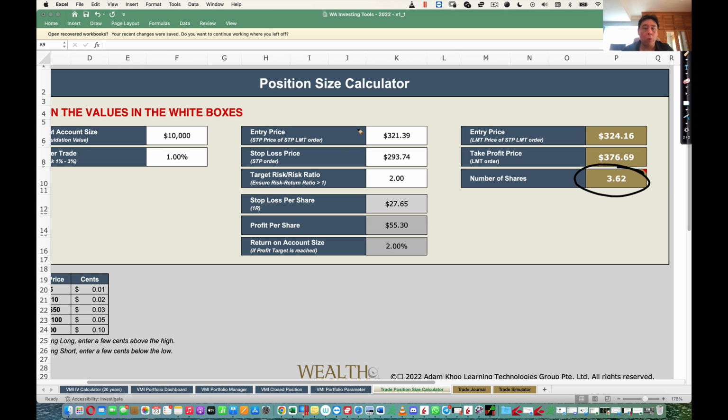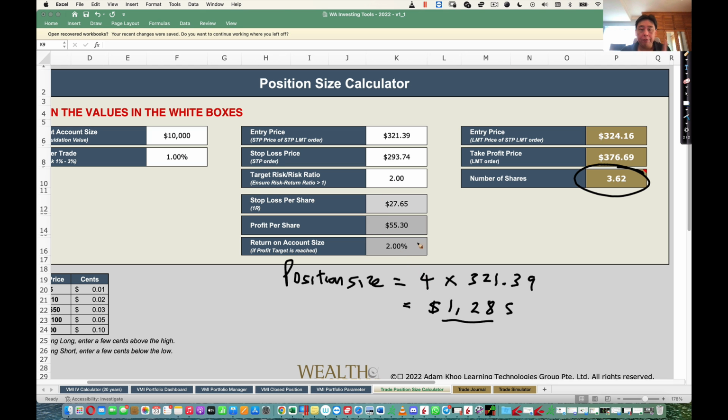So if you buy 4 shares, what's the size of your position? Your position size would be 4 shares multiplied by your entry price, which is 321.39. Okay, so what is the size of your position? 321.39 times 4 shares. So you're essentially buying $1,285 roughly of the stock. Okay, now question is this: is this your risk? Is your risk $1,285? No, this is not your risk. Your risk is 1% of 10 grand, which is about $100. But in this case, slightly more than 100 because you're rounding up, right?